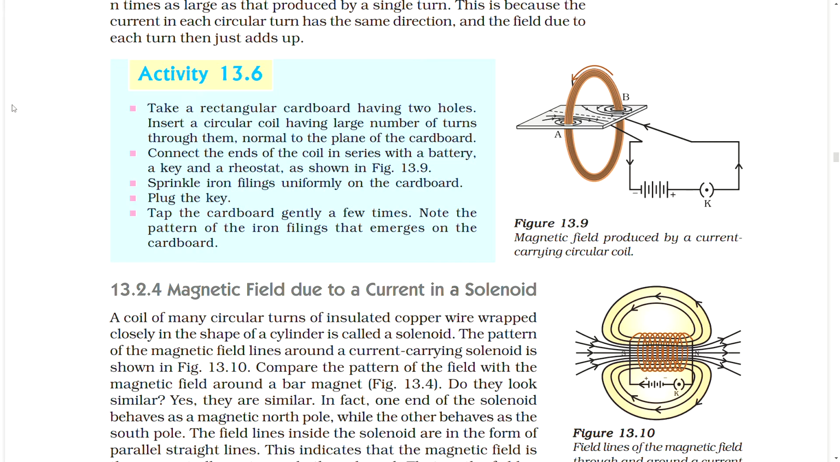Activity: take a rectangular cardboard having two holes, insert a circular coil having a large number of turns through them, normal to the plane of the cardboard. Connect the ends of the coil in series with a battery, a key and a rheostat as shown in the figure. Sprinkle iron filings uniformly on the cardboard, plug the key, and tap the cardboard gently a few times. Note the pattern of the iron filings that emerges on the cardboard. Figure: magnetic field produced by a current carrying circular coil.